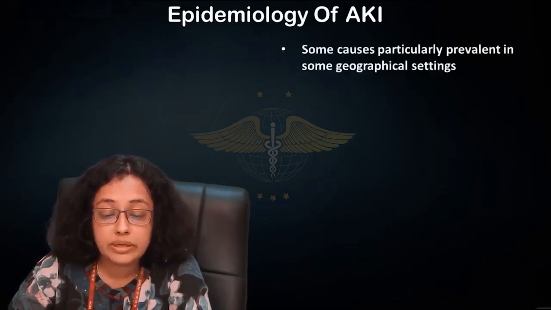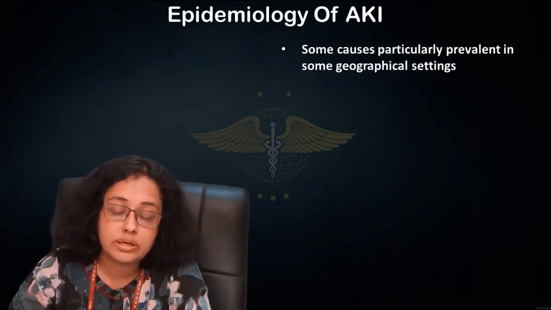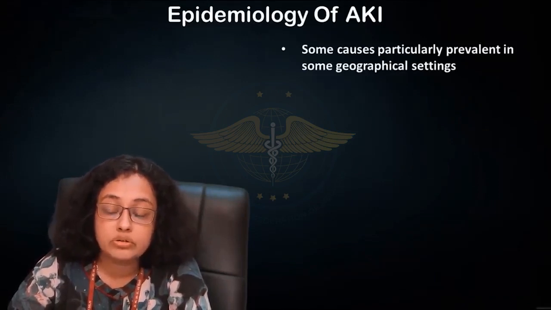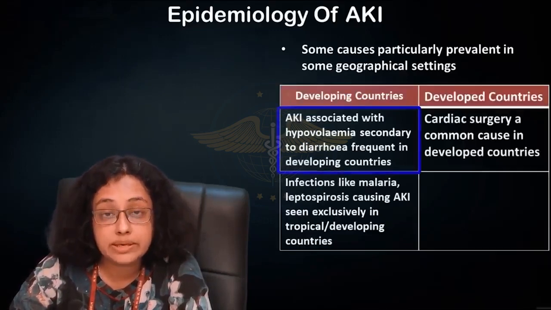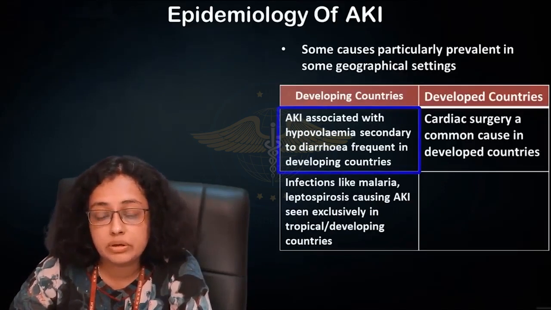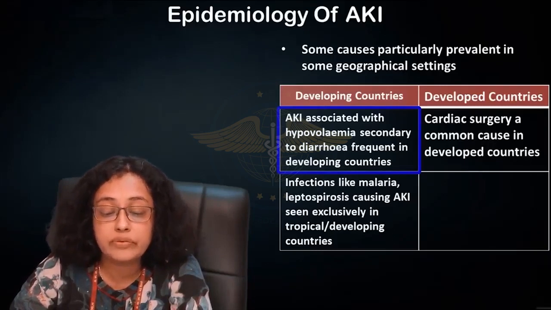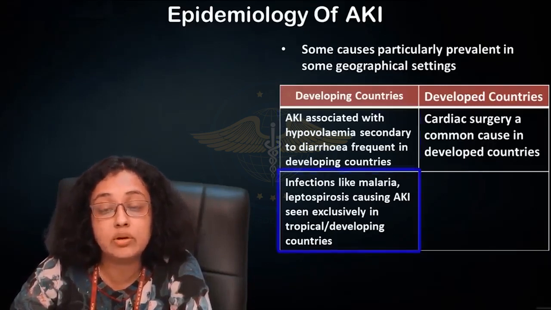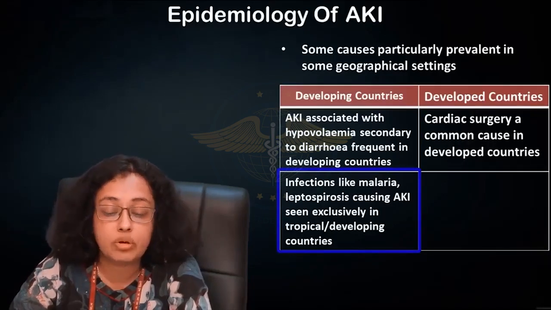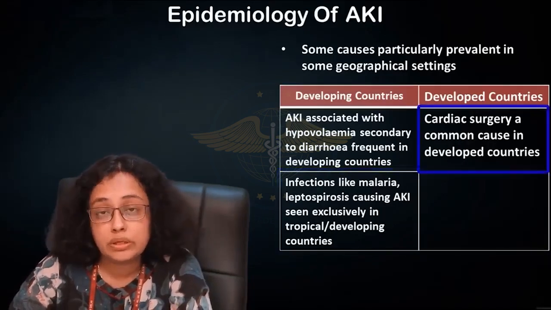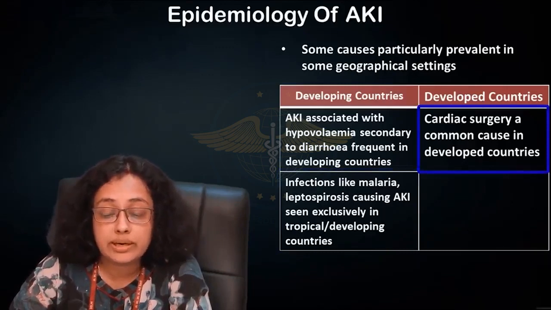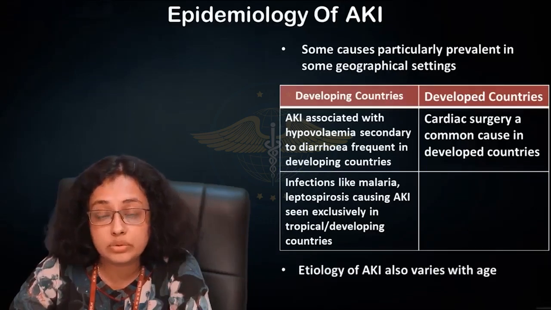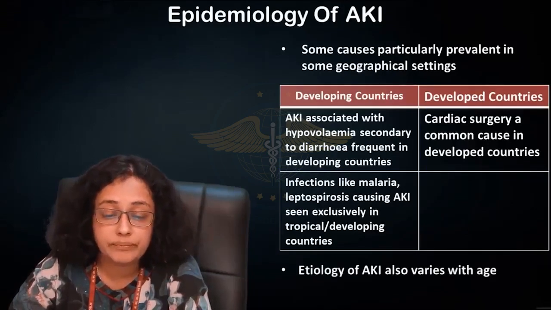As I said earlier, other than the incidence, the causes of AKI also vary according to the geographical setting in which it is studied. AKI associated with hypovolemia secondary to diarrheal diseases is frequent in developed countries because of poor sanitary practices and overcrowding. Infections like malaria, leptospirosis, dengue causing AKI is more commonly seen in tropical and developing countries. Hospital-acquired AKI, especially post-operative, post-cardiac surgery AKI, is a common cause in developed countries. Etiology of AKI also varies with age, as I will discuss subsequently.